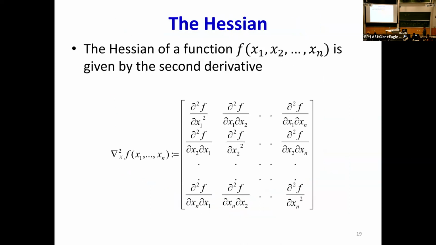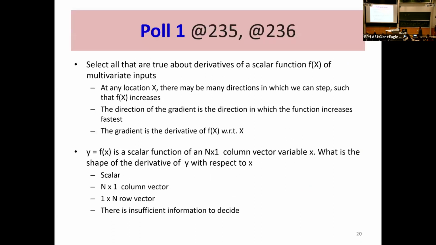There's another property of scalar functions of multivariate inputs called the Hessian, which is the equivalent of the second derivative. It's a matrix of second derivatives. It's the matrix equivalent of the second derivative of scalar functions. But anyway, just defining it.